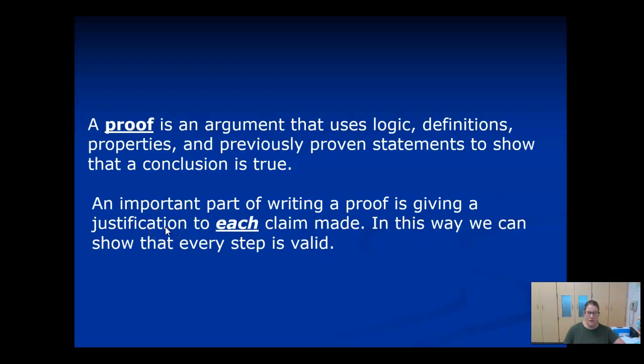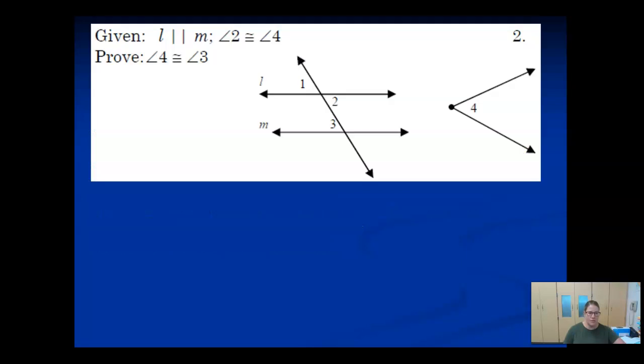A very important part of writing a proof is that we have to give a justification to every claim we make. Okay, if I'm going to say that angle 1 is congruent to angle 3, I have to be able to tell you why. I have to be able to give you a justification for that. And that is usually either a theorem or a definition, or it can be something we've previously proved, or something that's been previously proved in mathematics and is just taken to be true, like the transitive property that we just talked about, okay? In this way we show that every step is valid and we go from one thing to the next in a very logical way, and we show that things are true, okay?